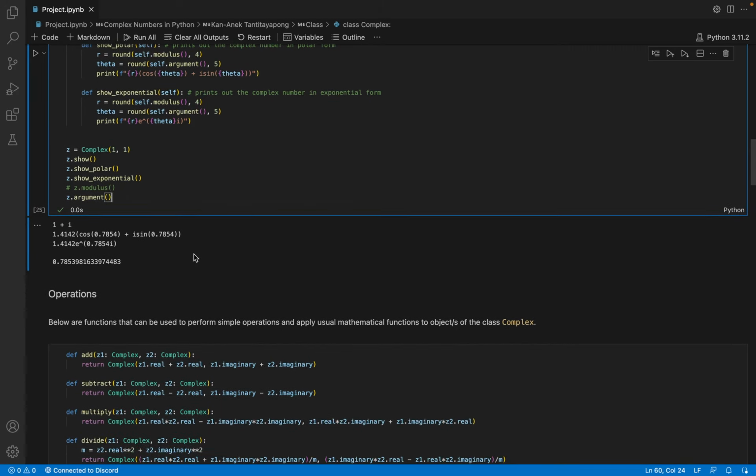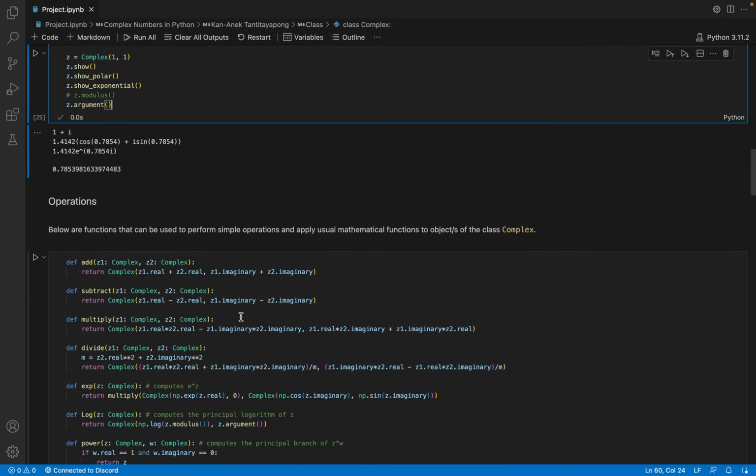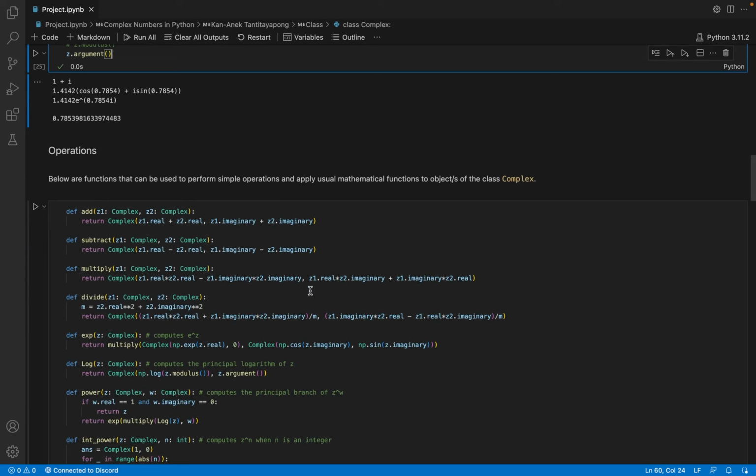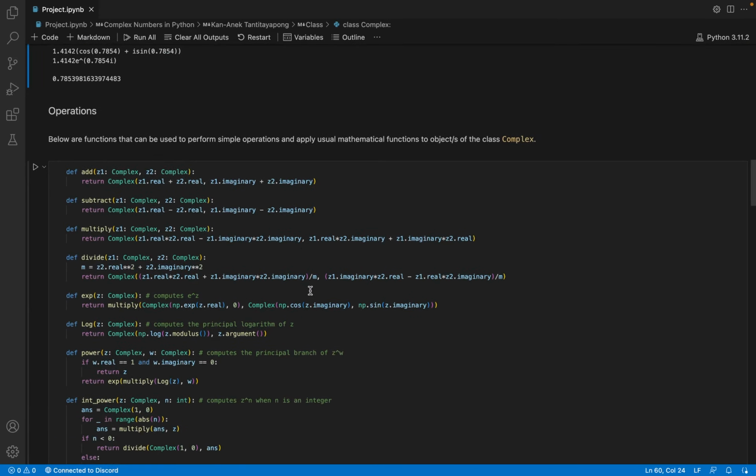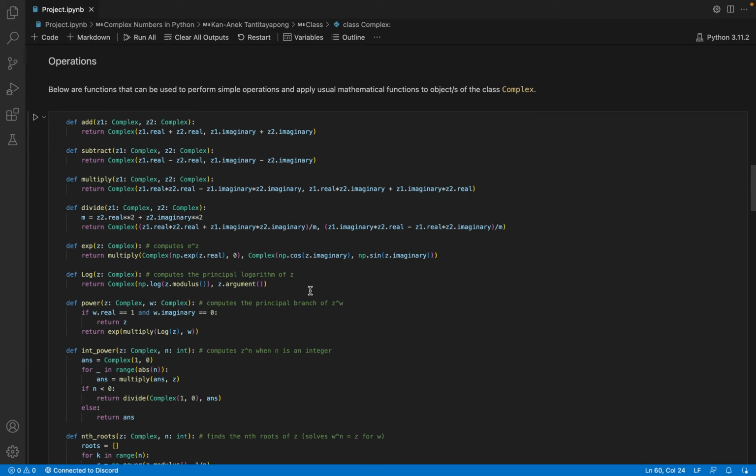Next let's move on to the operations. These are basically simple, normal operations that you would expect when working with complex numbers, and these are all functions of their own, because we need to find a way to combine objects of the complex class. So we have add, subtract, multiply, divide. We have e to the z. We have log z. Note that this is the principal branch of the logarithm.